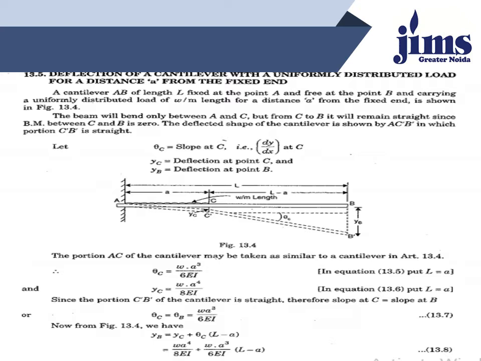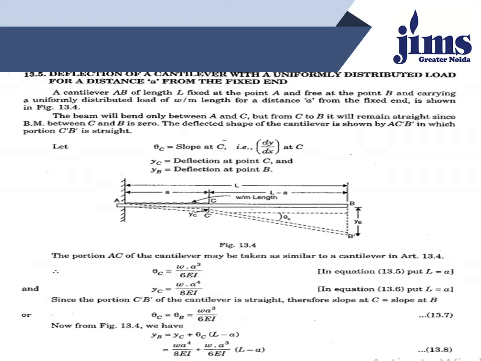So in that case we have to calculate the slope and the deflection at the free end. B is a free end, C is the point up to which the uniformly distributed load is applied, and A is a fixed point. So a cantilever beam AB of length L, fixed at point A and free at point B, carries a uniformly distributed load of W per meter length for a distance of a from the fixed end. It is shown in figure 13.4.